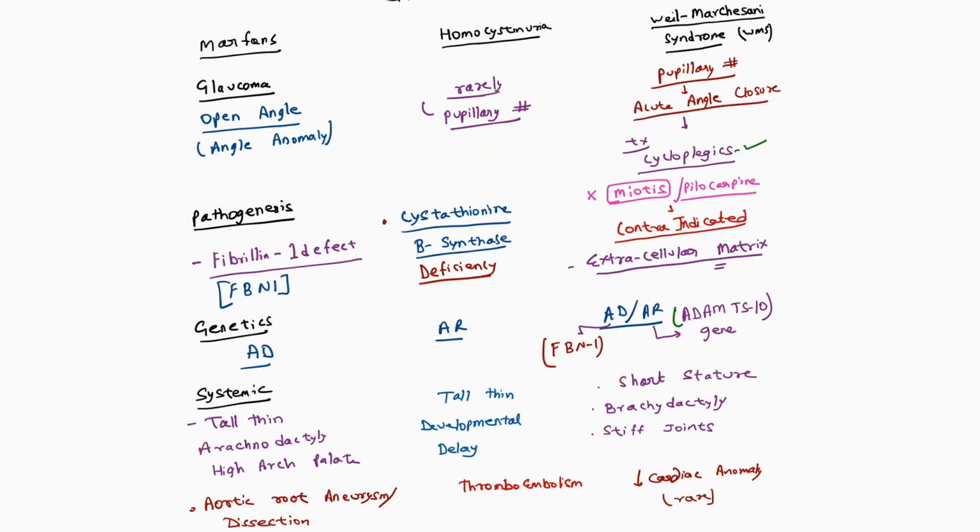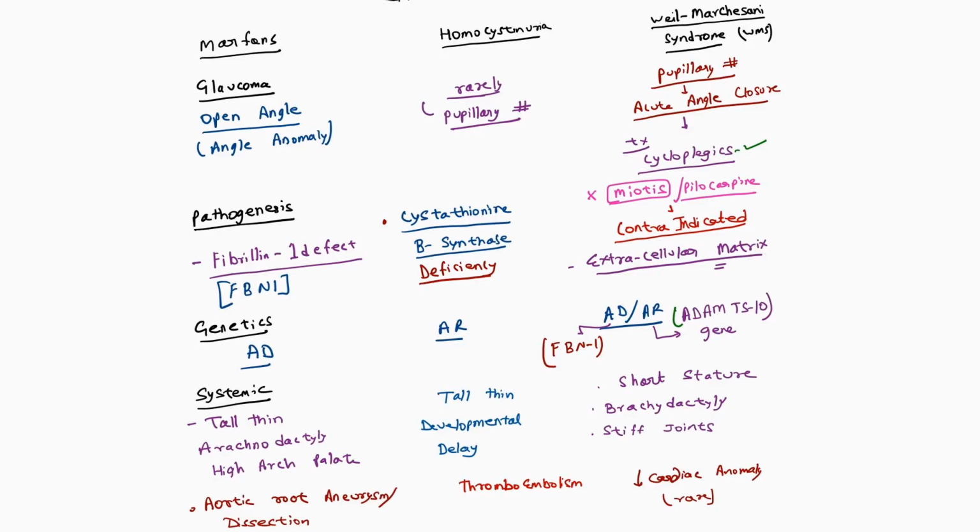Now let us see the complete picture for all these three syndromes. In Marfan, ocular will be open angle glaucoma with angle anomaly. Pathogenesis is fibrillin 1 defect, gene name is FBN1. It is autosomal dominant. Systemic feature will be tall, thin build, arachnodactyly with high arch palate. And systemic association with the heart is aortic root aneurysm and aortic dissection.